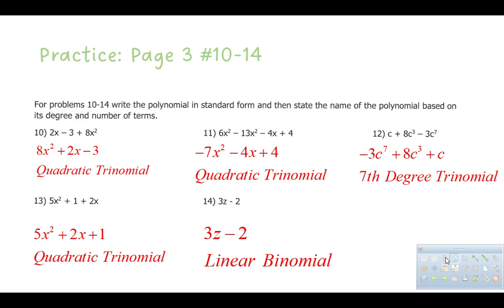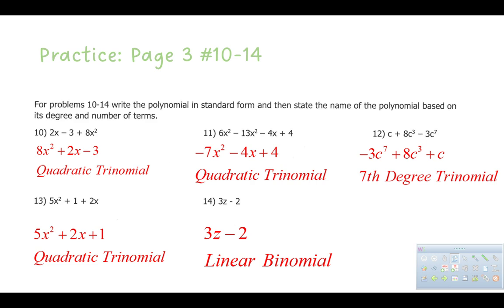For number 13, the highest power is 2. No like terms, so I just had to go in order. After 2, the next highest power is 1. That's the linear term, the 2x. And then the constant term at the end. Another quadratic because of the power of 2. 1, 2, 3, trinomial because of 3 terms.